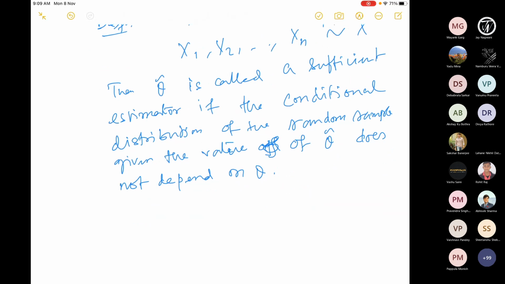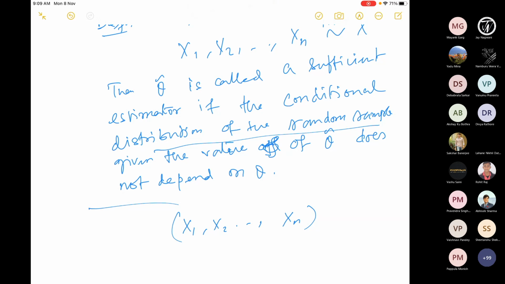Now, what is the meaning of this? See, now what is the PDF of a random sample? The PDF is that I have x1, x2, dot, dot, dot, xn. These are all independent, x1, x2, xn, and each of these xi has the same distribution as x, okay?